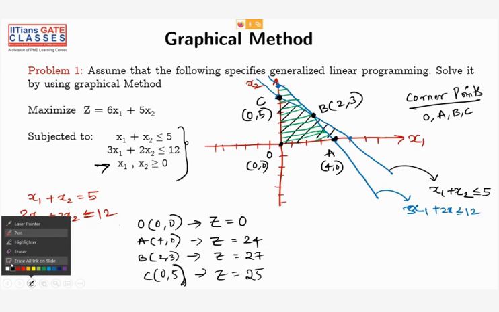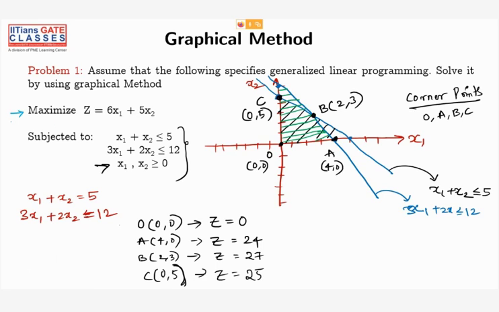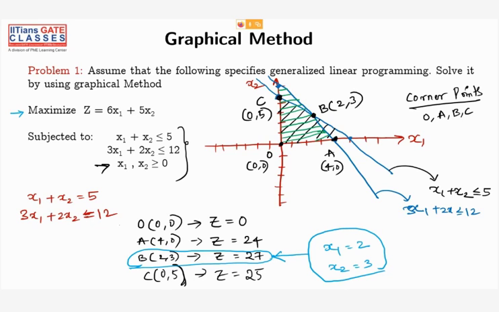Now once you have these objective values, what is the objective function here? Maximize. So I have to find the maximum value, that is your 27 here. This is your maximum value, and x1 equal to 2, x2 equal to 3 will be the values at which your function will be maximum. That's it. This is your solution. So x1 is equal to 2, x2 is equal to 3, and Z is equal to 27 will be your answer. So this is your graphical method.